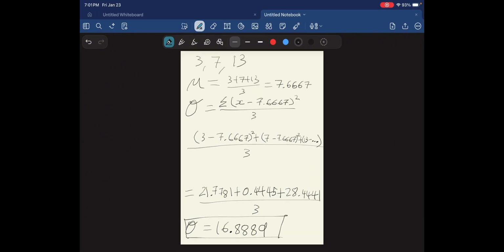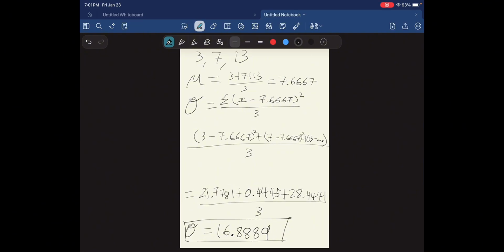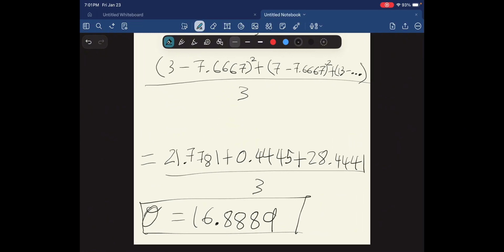So I hope this was useful. And also, we did not do a problem for the sample standard deviation, but the process is exactly the same, except that you just use different variables, and the bottom is n minus 1 instead of just n. Okay, I hope this was helpful, guys.